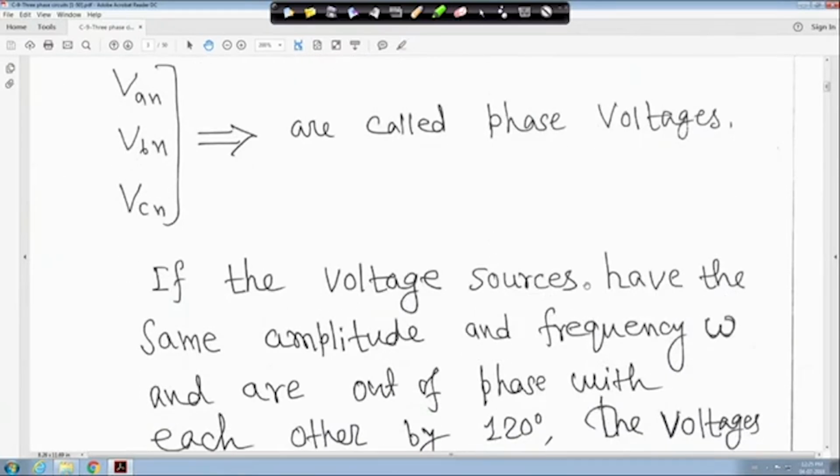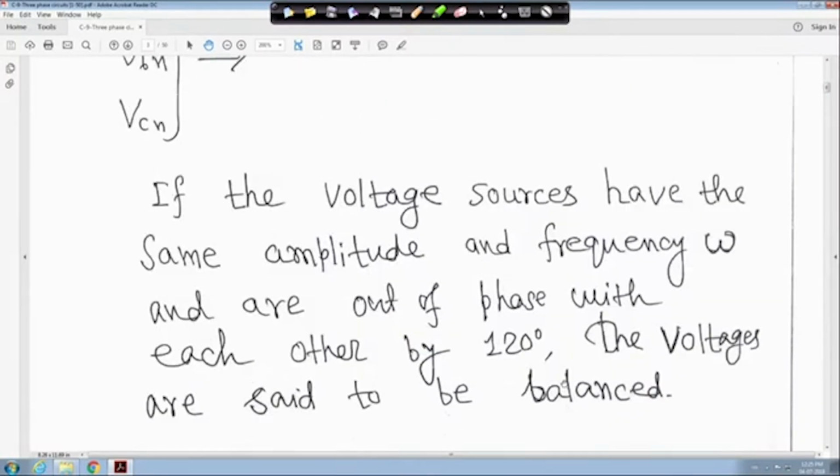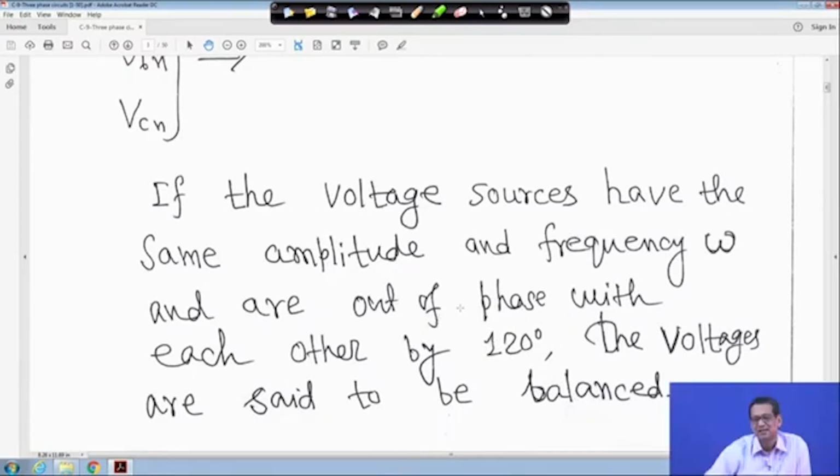Now, if the voltage sources have the same amplitude and frequency omega and are out of phase with each other by 120 degree, the voltages are said to be balanced. That means these voltage sources have the same voltage magnitude and frequency, and the phase difference between them is exactly 120 degree. At that time you can tell the voltages are balanced. If one of them is different, then it is unbalanced. But we will study only balanced systems for this course.